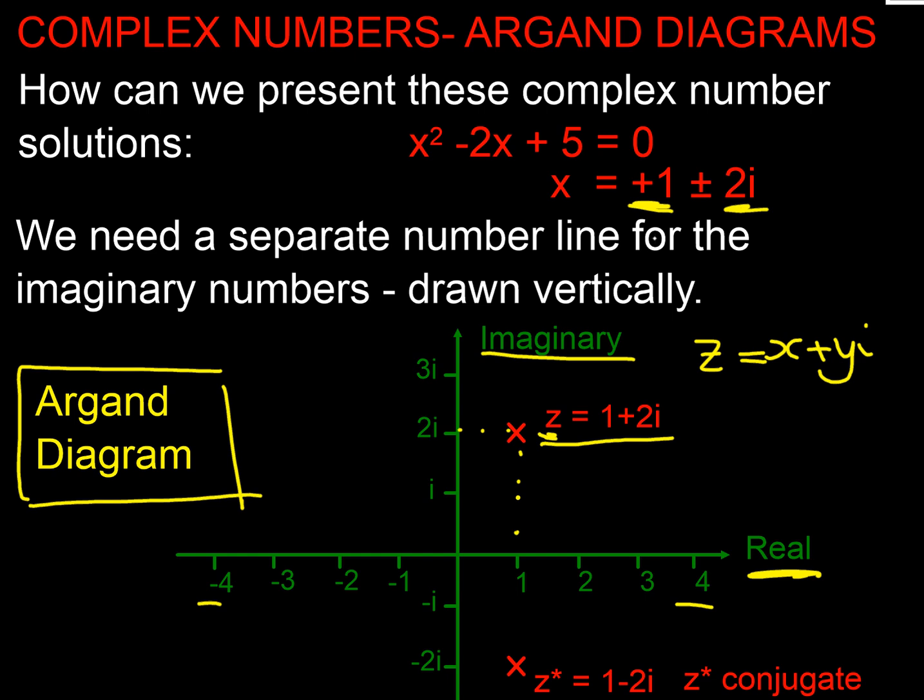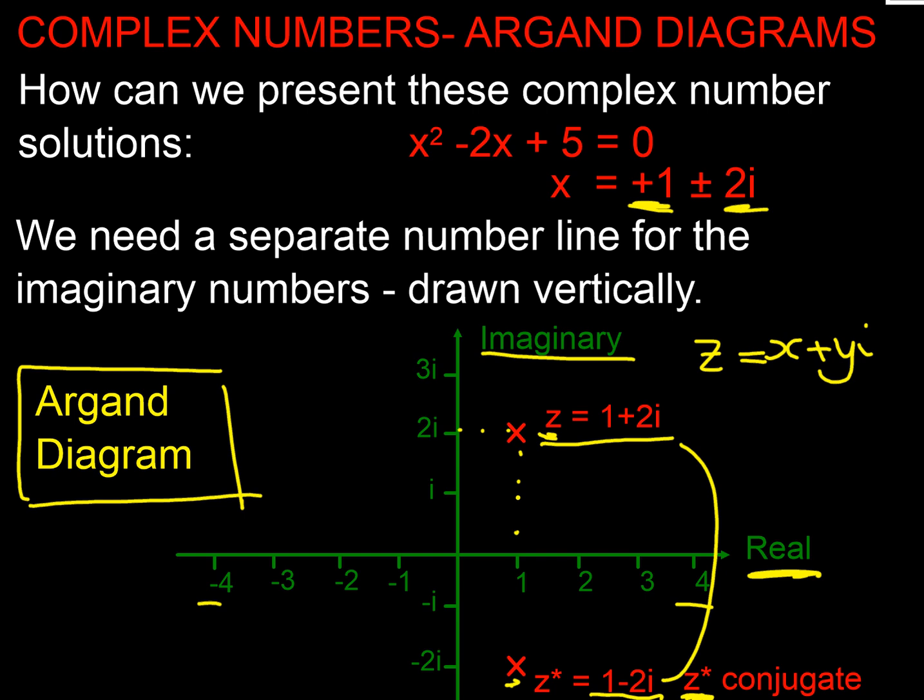We had a second solution to this, didn't we, which was 1 minus 2i. There it is. This is the second point here. And can you see that these are effectively a pair, aren't they? 1 plus or minus 2i. We've seen these pairs before, haven't we, in surds, and we call them conjugate pairs. In complex numbers, the conjugate, the one with the other sign on the imaginary part, usually uses the symbol z star.